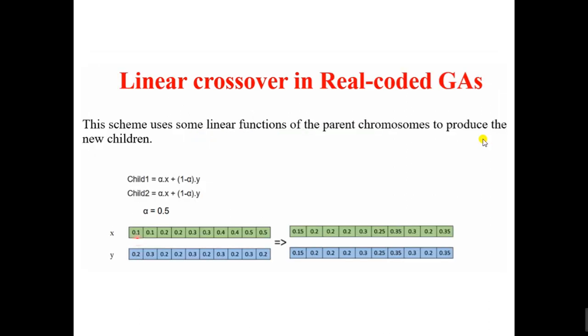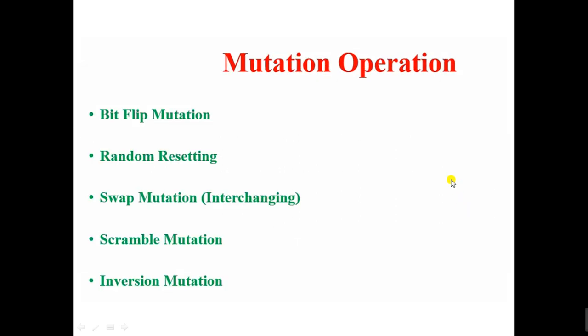Next one is linear crossover in real coded genetic algorithm, which means instead of binary we are taking a linear equation. For example, child 1 is alpha x plus (1 minus alpha) into y. If I take alpha value 0.5, and these are the x and y values, by applying this in child 1 and child 2, we get other offspring values.